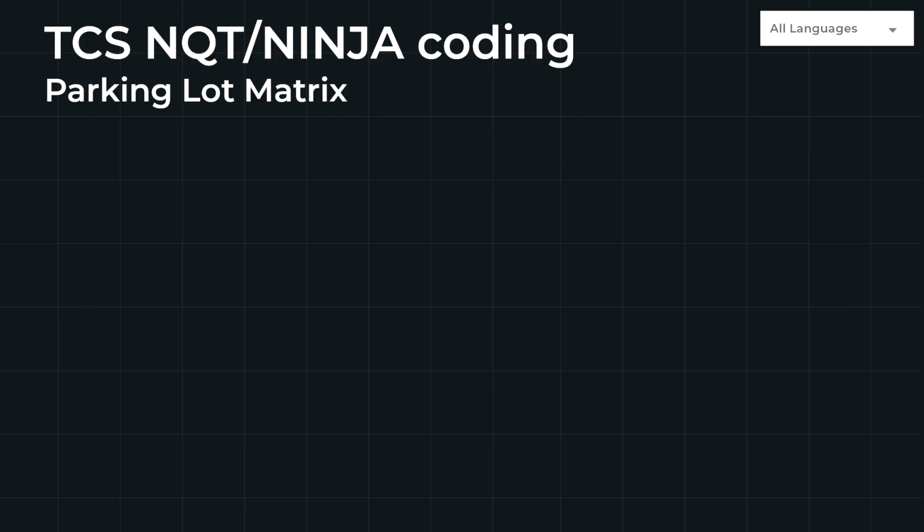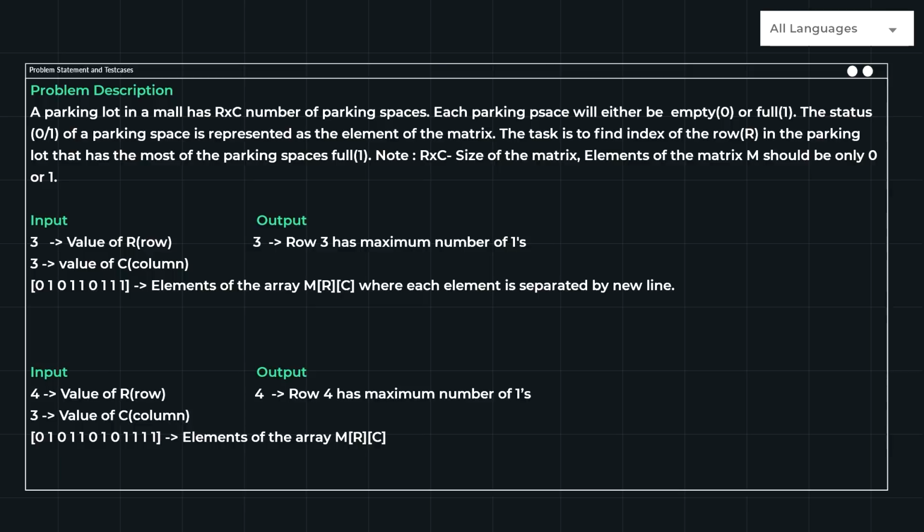Then let us jump into the next code, that is TCS NQT parking lot matrix. In this code, it is saying that you will be given at first the number of rows and then the number of columns, and after that in each line there will be elements like 0 or 1 because it is binary. And this means whether there is a car or not. Suppose for the first test case, it says there are 3 rows and 3 columns.